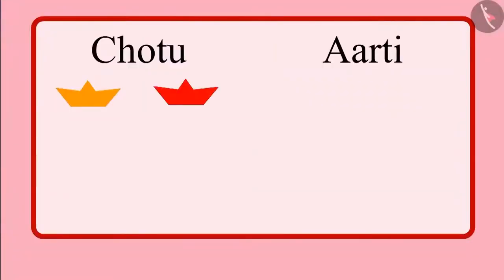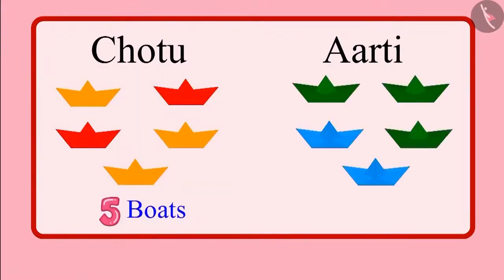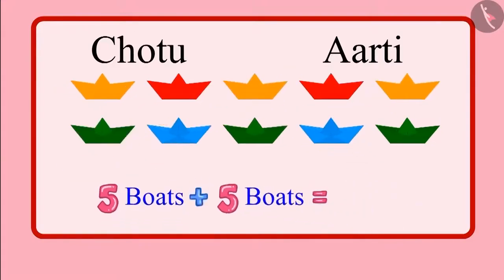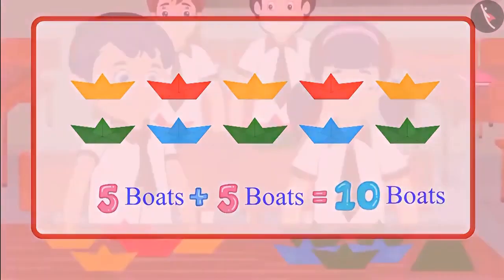1, 2, 3, 4, 5. So Chotu made 5 boats and Aarti made 1, 2, 3, 4, 5. That means 5 boats. So children, can you tell me how many boats did Chotu and Aarti make together? Yes, Chotu and Aarti have together made 10 boats.